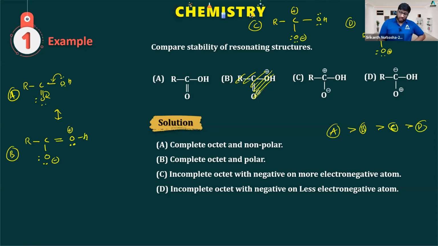Complete octet and non-polar, complete octet and polar. Incomplete octet with negative charge and more electronegative. Incomplete octet with negative charge and less electronegative. You should not directly jump to this C as more stable, because here carbon does not have an octet. Octet is given high priority, then only negative charge and more electronegativity are given more priority.